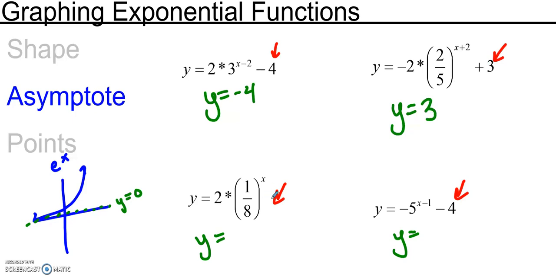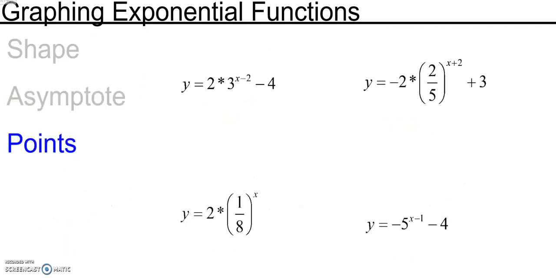This guy's a little trickier. He has not been moved up or down at all. There's the +0, so he stays at y equals 0. And the last guy is moved down 4, so he's going to be y equals -4. So we have the shape, we have the asymptote. That's going to give us a good picture of the graph. That's enough to get us what we call sketching.